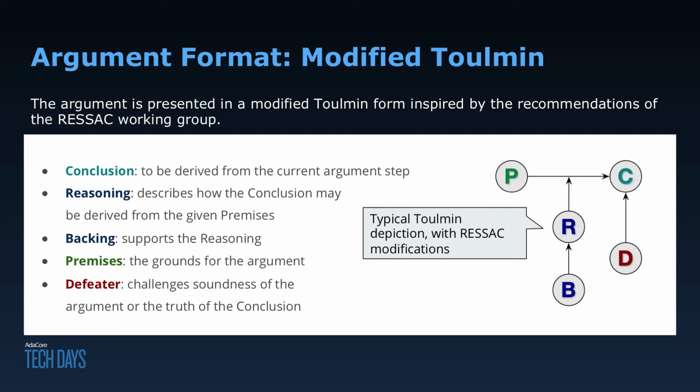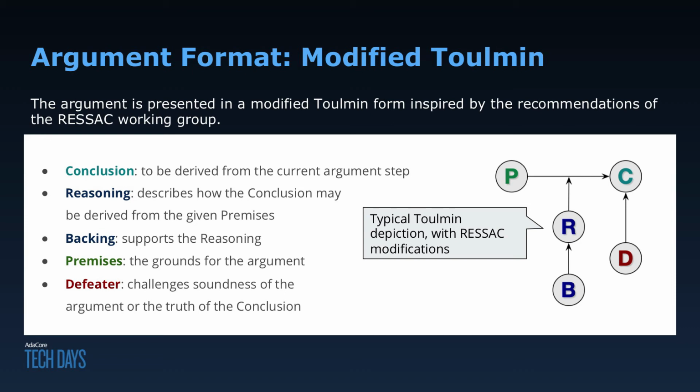So, how are we building our structured argument? We're using a modified version of the Toulmin method, which was recommended by RESSAC. So here we have conclusions, which is what we're trying to derive from the current argument step. We have reasoning, which describes how the conclusion can be derived by its given premises. We have backing, which supports the reasoning. It tells us why the reasoning is applicable in this context. And we have the premises, which are the grounds of the argument.